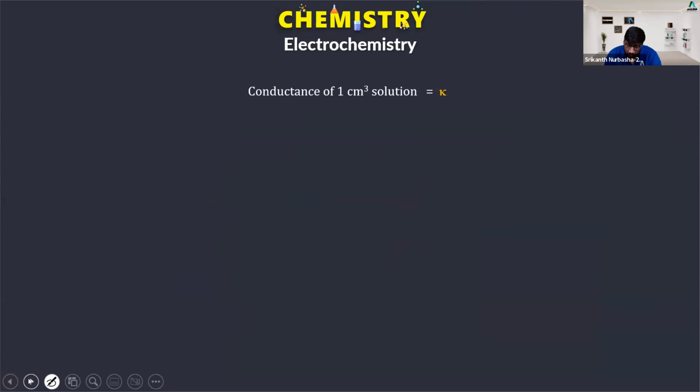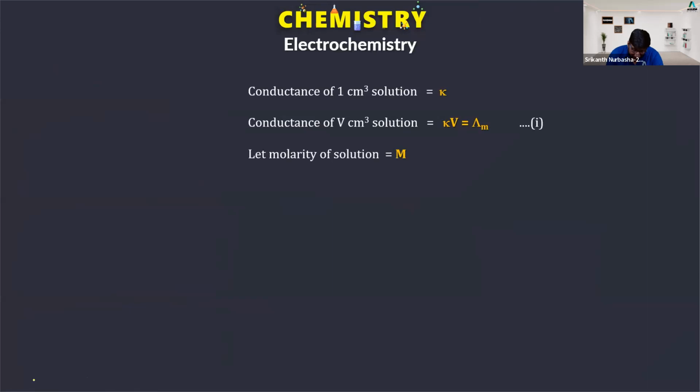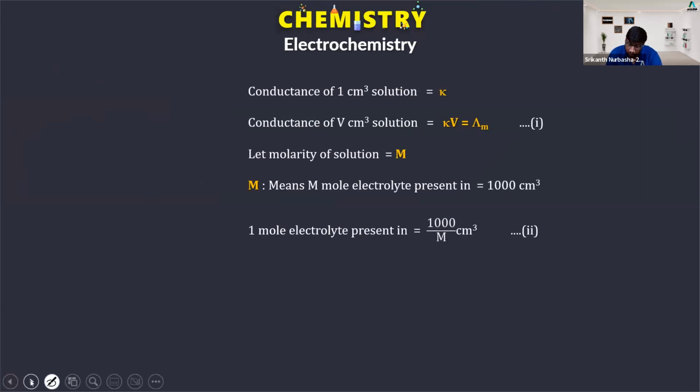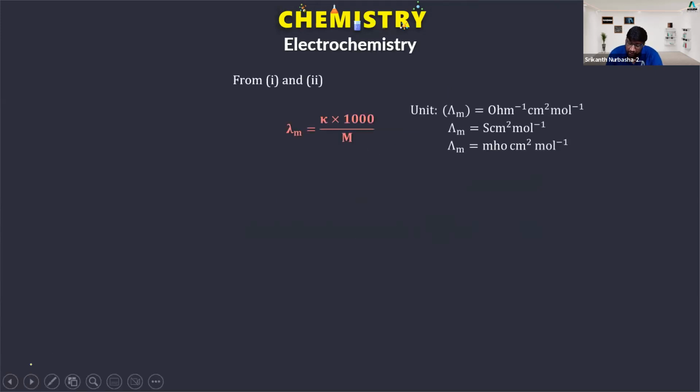Conductance of 1 centimeter cube solution, that is 1 ml of solution, is K. Conductance of V centimeter cube solution or V ml is K into V. Let molarity be M, meaning M mole of electrolyte is present in 1000 centimeter cube. So 1 mole of electrolyte is present in 1000 by M centimeter cube. From this, molar conductance is equal to K into 1000 by M. Molar conductance is in ohm inverse centimeter square mole inverse. You can also write Siemens centimeter square mole inverse, or mho centimeter square mole inverse.